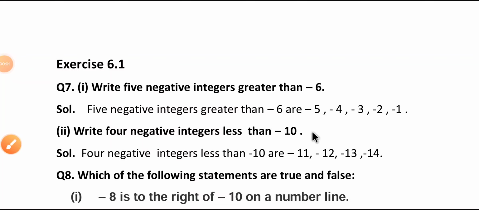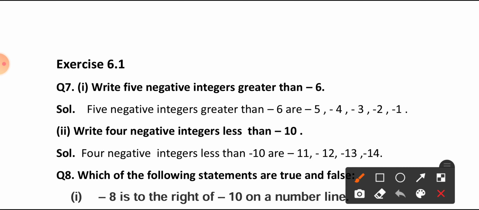Students, before starting a new topic, let us complete our exercise 6.1. So let's see question number 7. Write 5 negative integers greater than minus 6. Now we have to write 5 integers that should be negative and which are greater than minus 6.